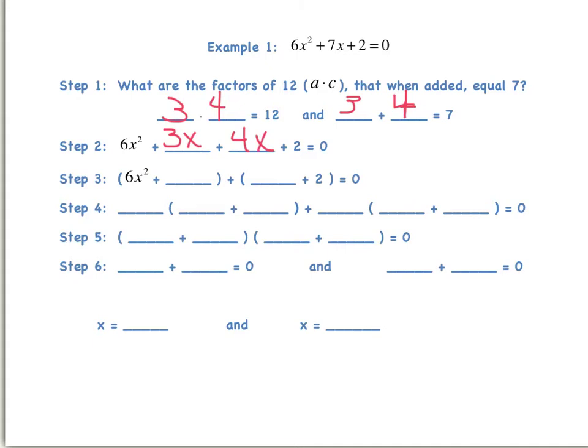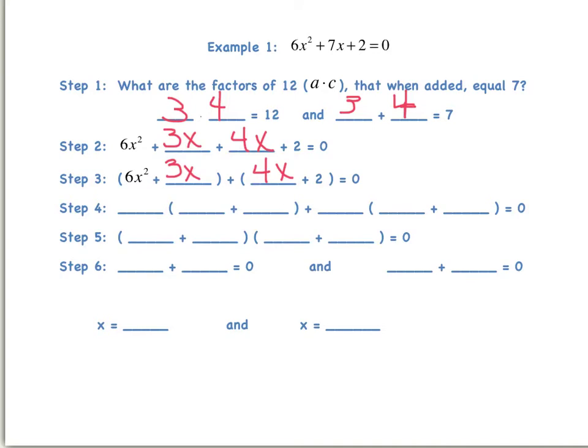Now before you move on, you can check yourself by combining these like terms. 3x plus 4x does equal 7x. So that means you're good to move on to step number 3. Now let's look at this for just a moment. Do you see how our original quadratic equation started out as a trinomial? It has 3 terms. But after we rewrite the middle term, we now have 4 terms in our quadratic equation. And that's why step number 3 is to group the first 2 terms together as a binomial and group the second 2 terms together as a binomial.